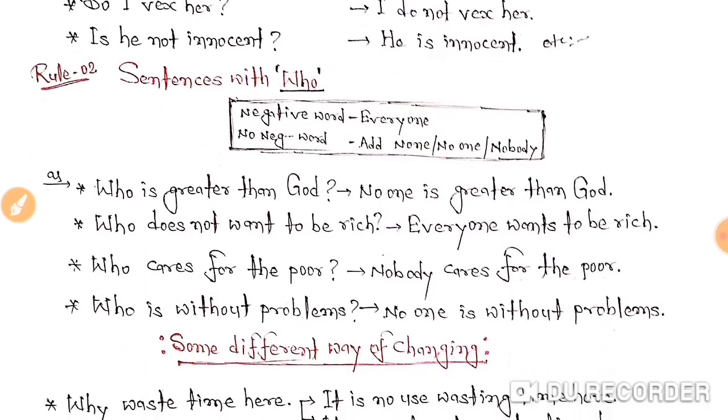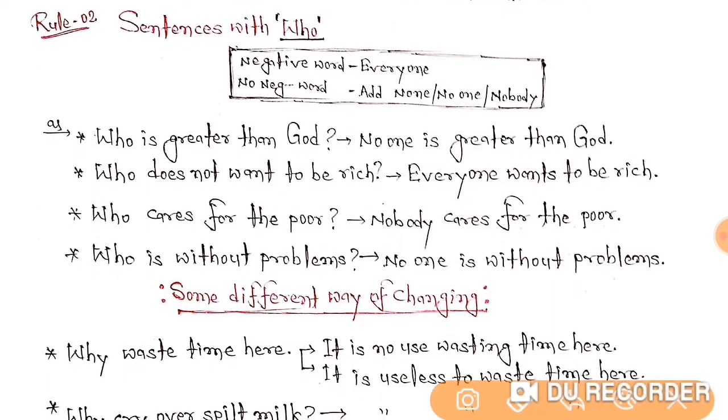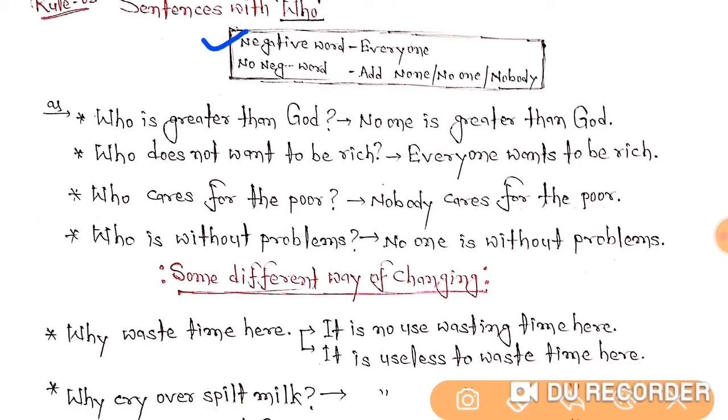Now let's learn rule number 2. Rule number 2 tells you that we have some sentences starting with "who." In case of sentences starting with "who," if there is a negative word in the sentence, you have to begin your sentence with "everyone." In case there is no negative word in the sentence, you have to begin your sentence with "none," "no one" or "nobody," one of them you have to use, right?